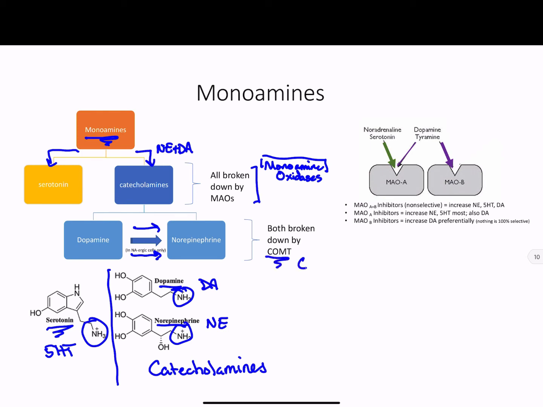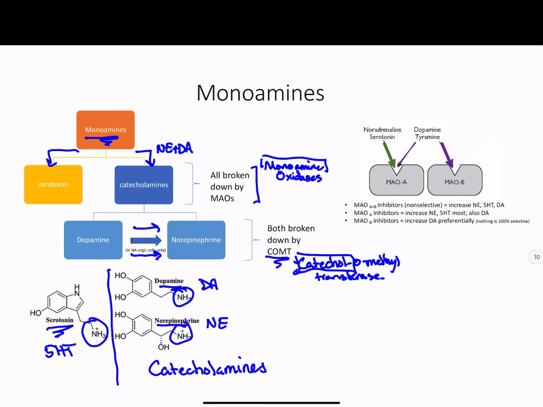And COMT stands for catechol O-methyltransferase. And you're going to say, oh, okay, that's the one that breaks down catecholamines. So that's only going to break down dopamine and norepinephrine. So you're going to see drugs that are specific to inhibiting COMT, and you're going to see drugs that are specific for inhibiting MAOs. And you're going to be able to know what different neurotransmitters are going to be affected by those different enzyme inhibitors.